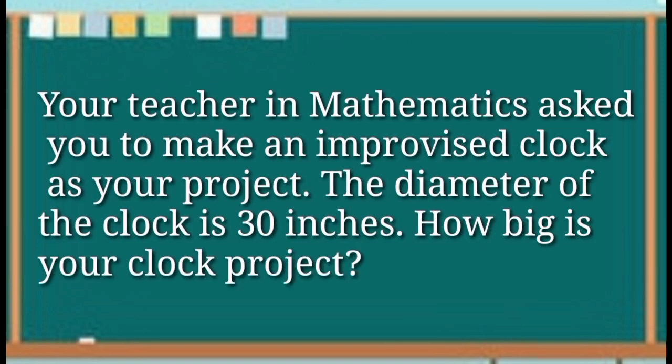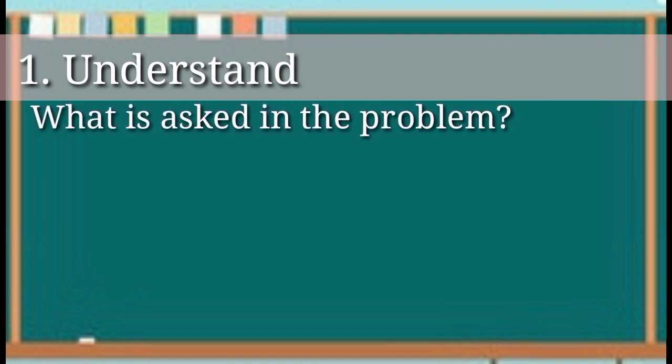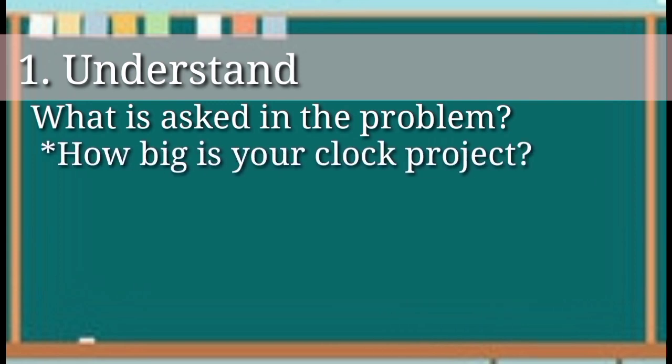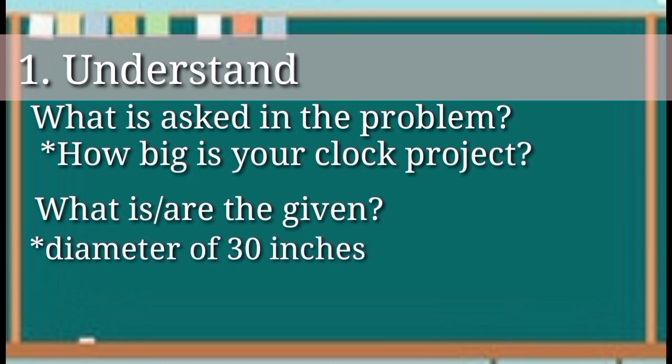Let's have our word problem. Your teacher in mathematics asked you to make an improvised clock as your project. The diameter of the clock is 30 inches. How big is your clock project? Let us use the four-step plan in solving word problems. The first one is understand. We need to understand what is asked in the problem. The answer is, how big is your clock project? Next, what is or are the given? Our given in our word problem is diameter of 30 inches.